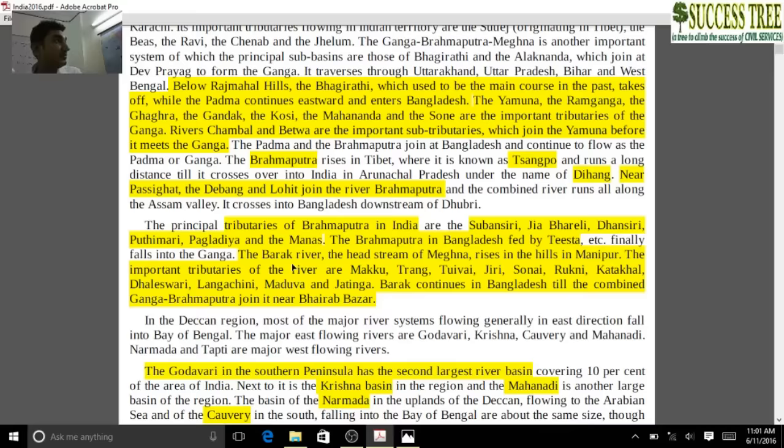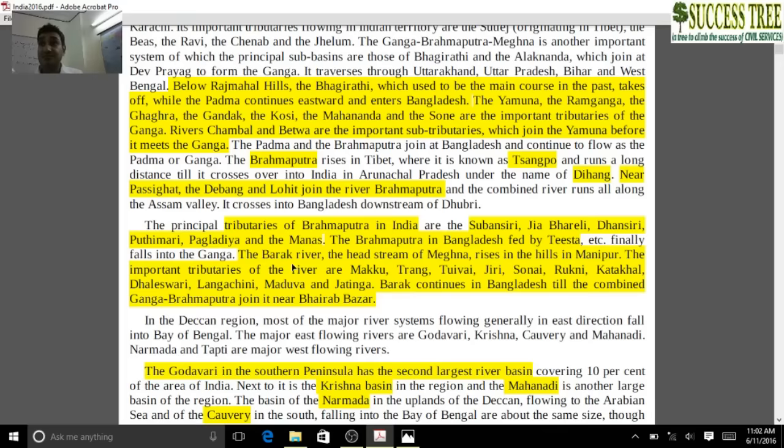Now Barak is a major river. In the northeast, you can divide the river system into two parts: the tributaries of Brahmaputra and the Brahmaputra River. Most of the rivers in the northeast either join Brahmaputra or Barak. This can help you understand better where all the rivers are going. Barak also finally goes into Bangladesh, joining Meghna, and that is further how Brahmaputra comes forward.